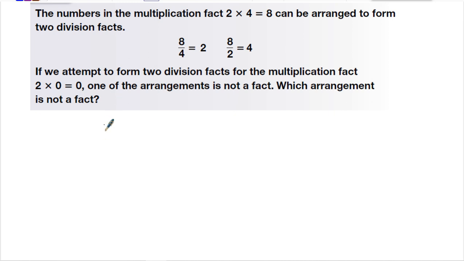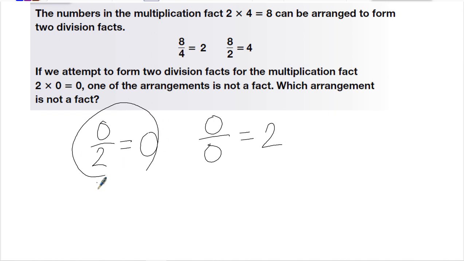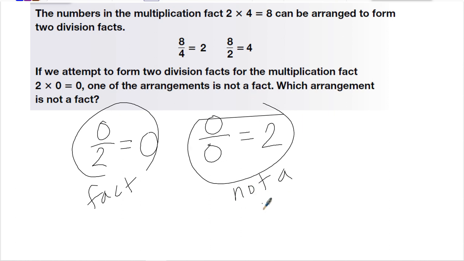Well, we would have 0 divided by 2 equals 0, and then 0 divided by 0 equals 2. So this one is a fact, but this one is not a fact, because 0 divided by 0 does not equal 2. So we have this breakdown in the inverse relationship between multiplication and division if 0 is one of the factors. That's another reason why we can't divide by 0.